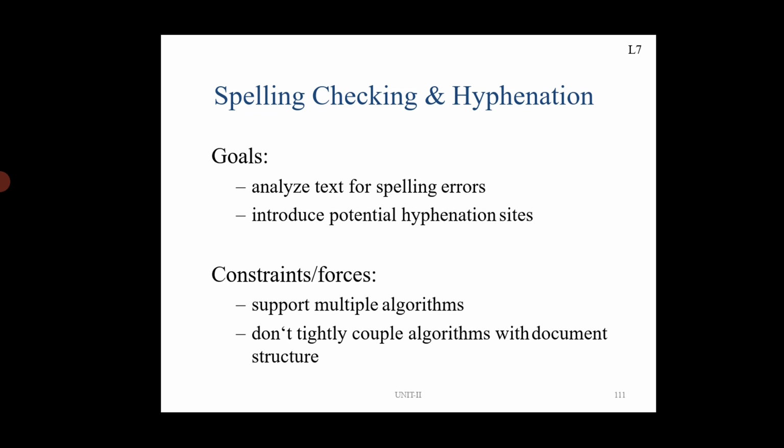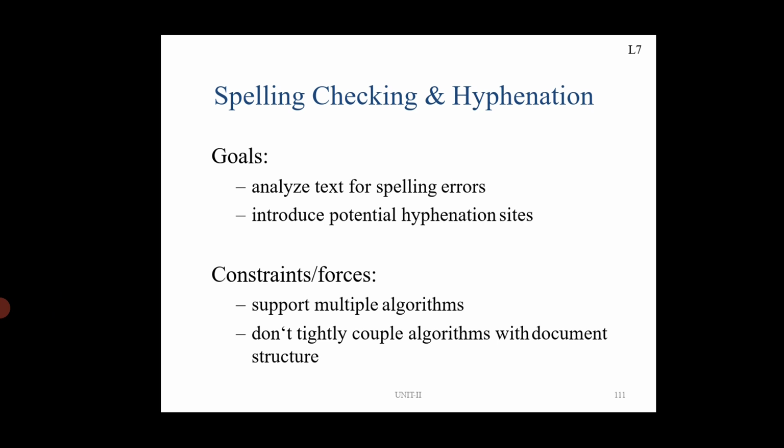We want to check misspelled words and determine hyphenation points, and we want to minimize the number of classes. We also have to be able to modify the document structure and add new analytical operations. Now we have to study spelling checking and hyphenation in a clear-cut way: what are the goals and what are the constraints?